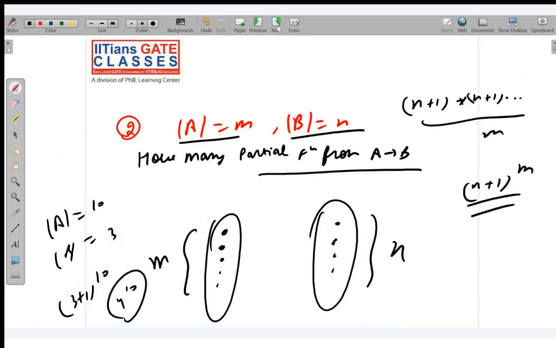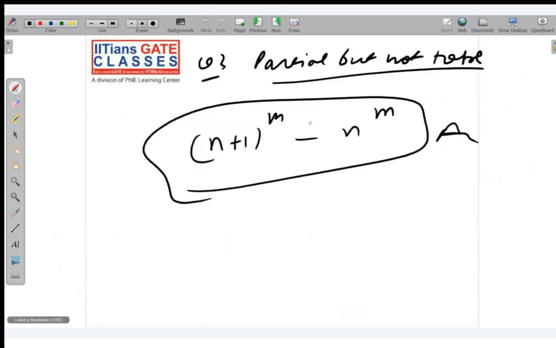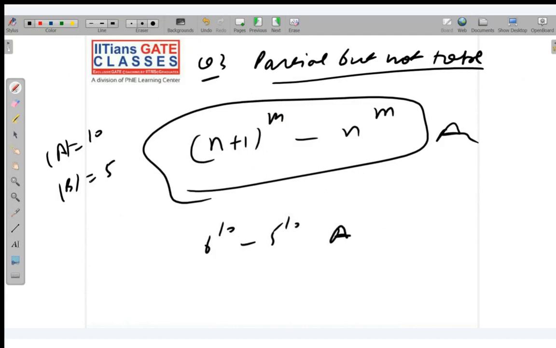Similarly, here you can make a question like this. Set A has say 10 elements, set B has say 5 elements. How many partial but not total functions? So 6 power 10 minus 5 power 10. This is my answer.